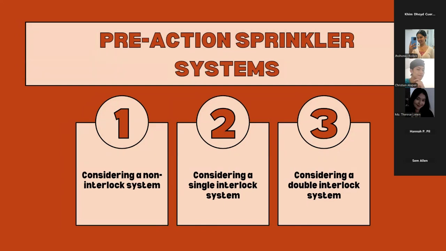So now I'll discuss the considerations of the pre-action sprinkler system. The first consideration is a non-interlock system. In this system, the sprinkler system's valve is opened by a fire alarm system. So the fire alarm system triggers the release of water into the sprinkler system, but only after a delay.